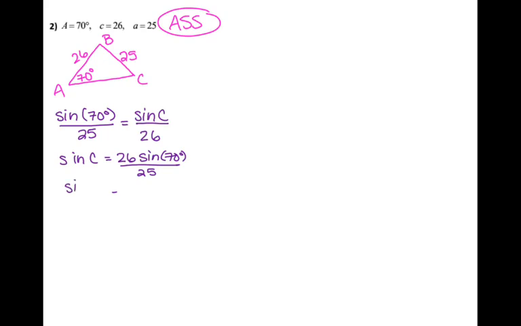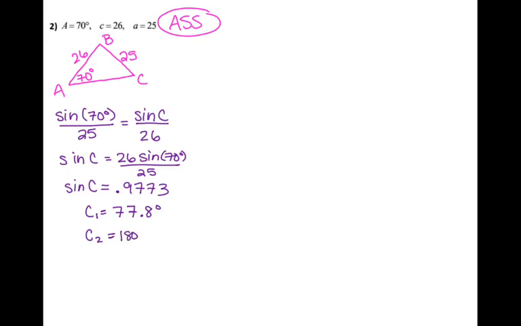I'm going to use my calculator. 26 sine of 70 divided by 25 gives me approximately 0.9773. I'm going to take the inverse because I'm solving for an angle. Inverse sine gives me about 77.8 degrees. Now I am actually going to call this C1, because with your ASS triangles you might have two triangles. So C1 is the angle that you first get from Law of Sines, and then I'm going to go ahead and solve for C2.